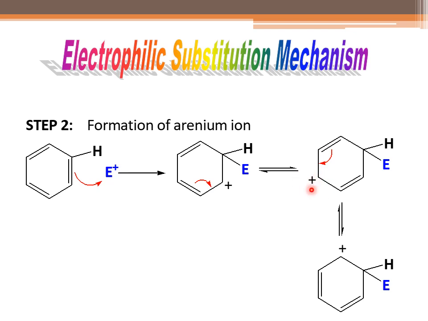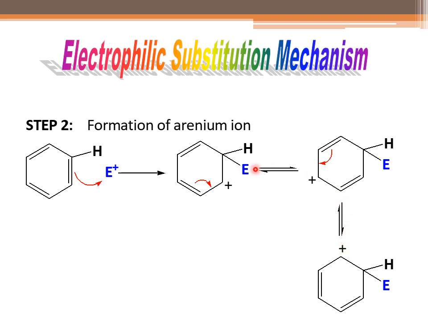Now, what happened is we're going to have another resonance whereby the pi electrons from the upper part here wants to be down here so that the double bond is formed at the positively charged carbon, leaving the top carbon here becomes a positive charge.